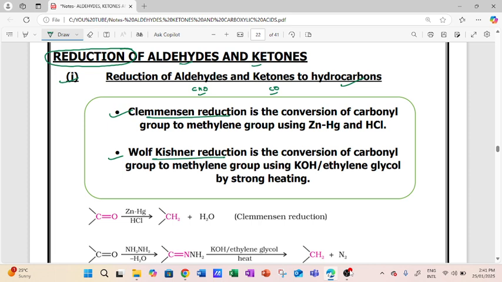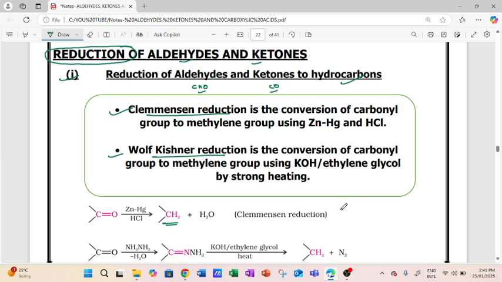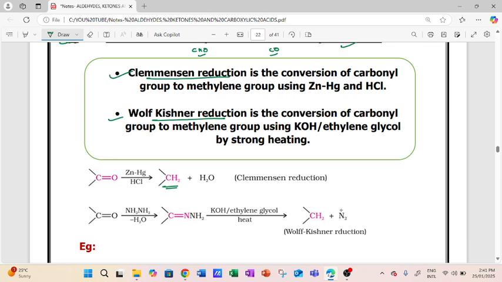In both these methods, the product is the same. In both aldehyde and ketone, the carbonyl group, C double bond O, changes to CH2. CH2 is a methylene group. Similarly, in the second reaction also, CO finally changes into CH2, but there is an intermediate. The first one is called Clemmensen reduction.